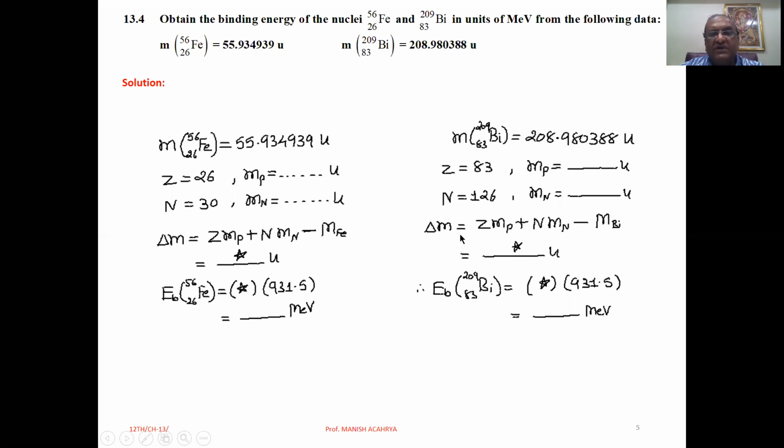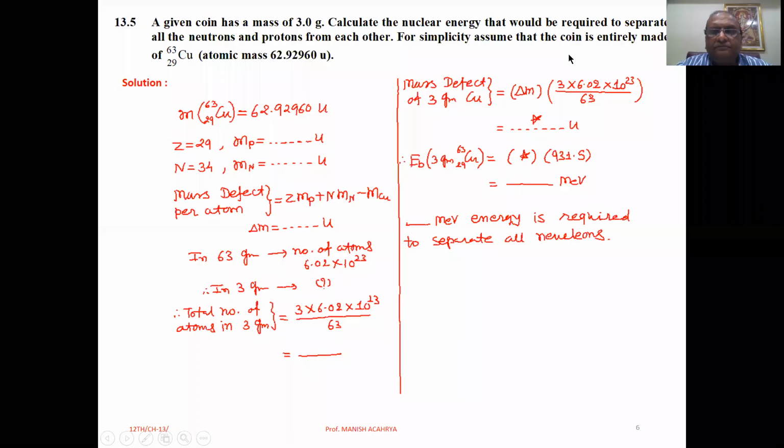Again, use the equation of mass defect, delta M, that is Z M_P plus N M_N minus the mass of the Bi atom. Substitute all the values here, then solve it. You will get the mass defect in terms of U. Then multiply that mass defect with 931.5. You will get the binding energy in MeV. Clear?